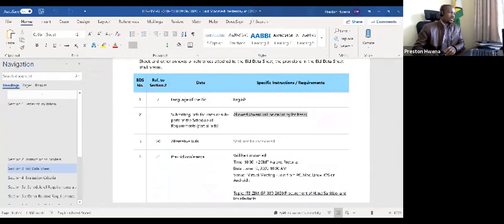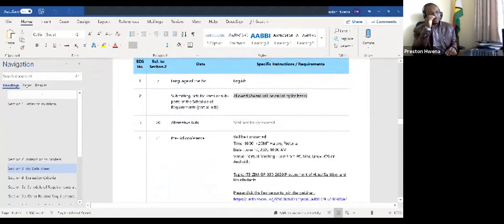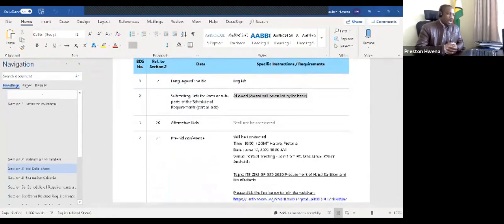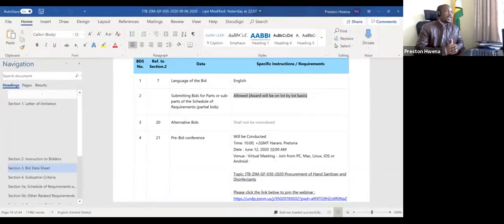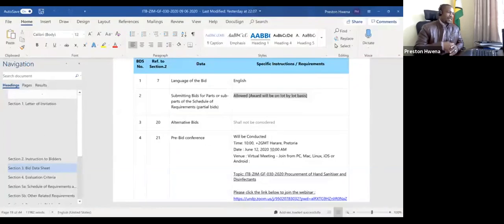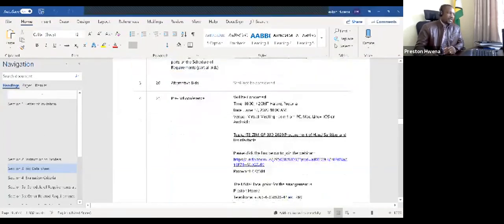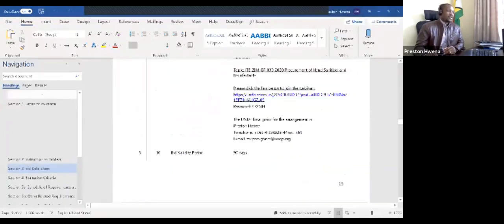Then we will not allow any alternative bids. When we talk of alternative bids, it's like when we provide that this is the product that we want, an alternative bid is more like an alternative to our requirement. So in this case, our requirements are specific and we are not looking for any alternative requirements. In terms of the pre-bid conference, this is the pre-bid conference that we are having now.